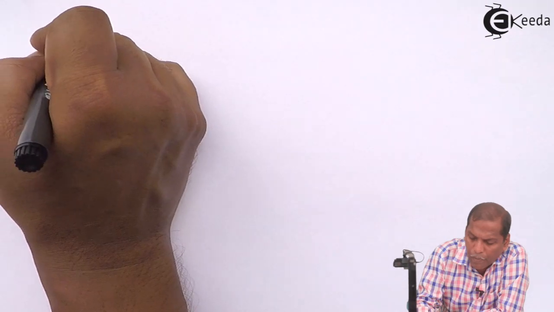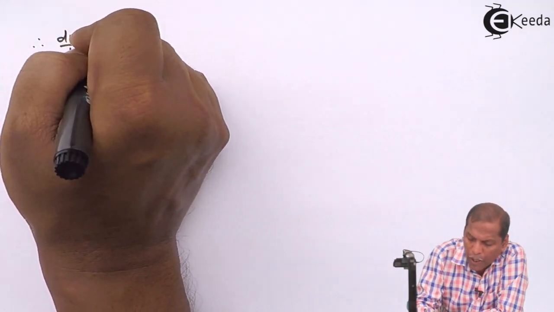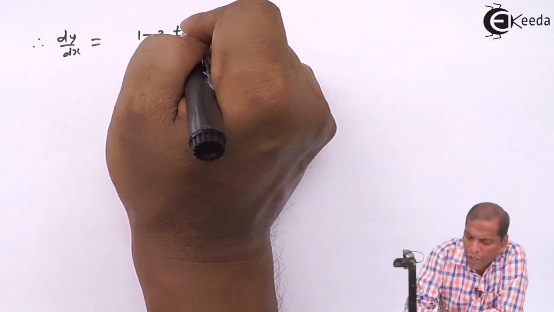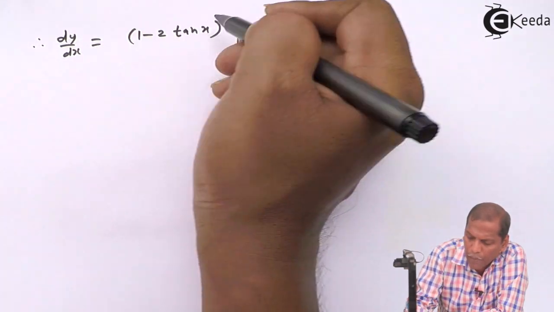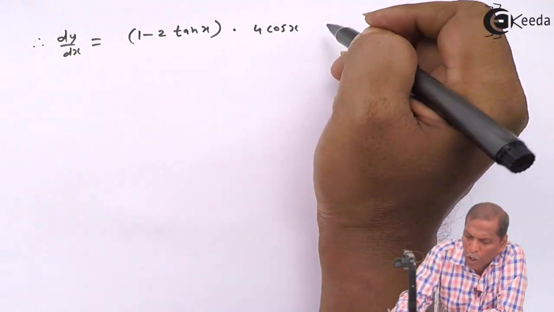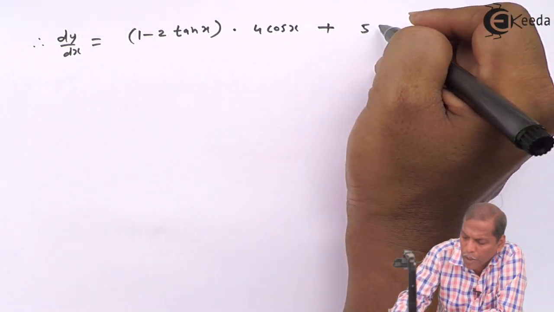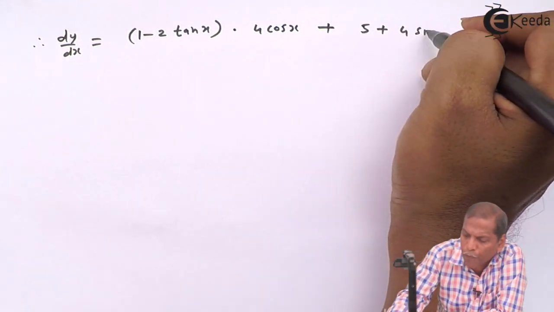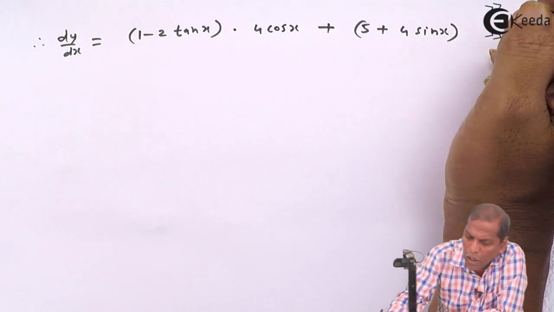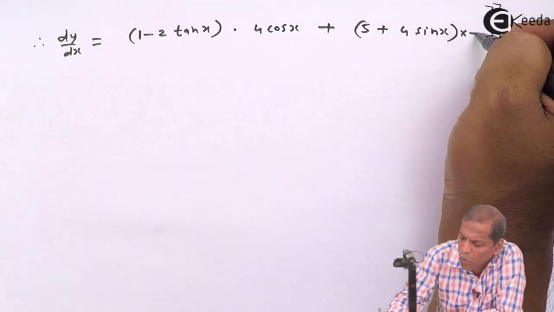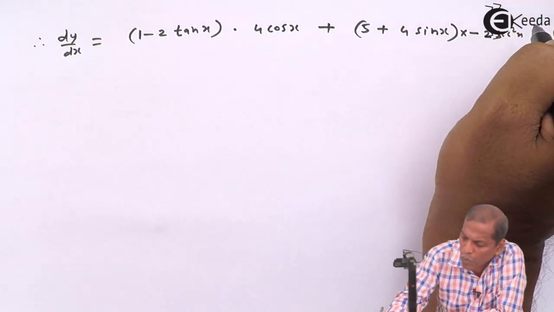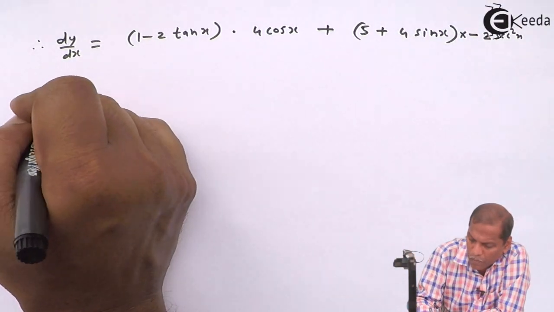So finally dy upon dx is equal to 1 minus 2 tan x into 4 cos x, plus 5 plus 4 sin x we write as it is, into minus 2 sec square x.